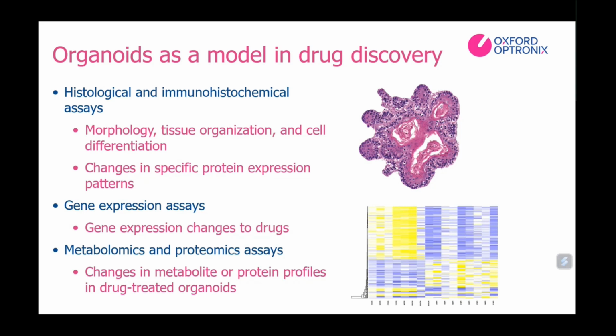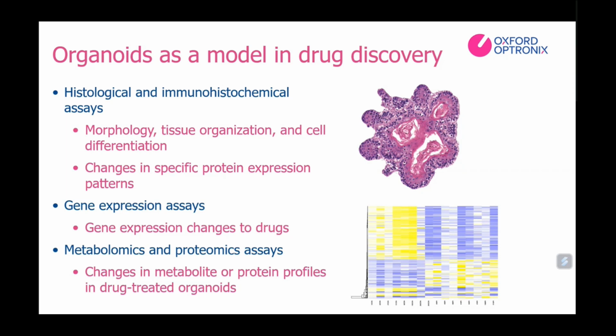Gene expression assays measure changes in gene expression patterns in response to drug treatment. Techniques such as quantitative real-time PCR, RNA sequencing, or gene expression profiling can be used to assess changes in gene expression levels, signaling pathways, or molecular targets in drug-treated organoids. Gene expression assays can provide insights into the mechanisms of drug action and can help identify potential drug targets or pathways.